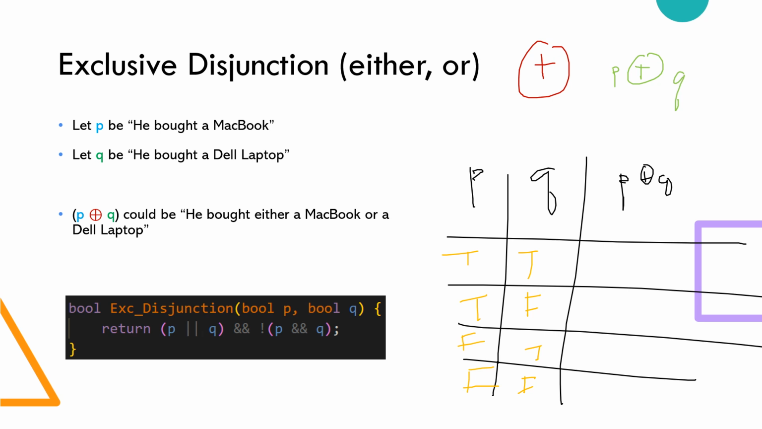So in this scenario, you can't buy both a MacBook and a Dell laptop. So if both P and Q are true, then either P or Q is false. If you buy a MacBook and you didn't buy a Dell laptop, that's fine. You have one thing, so this statement is true. And basically the same thing with the next scenario.